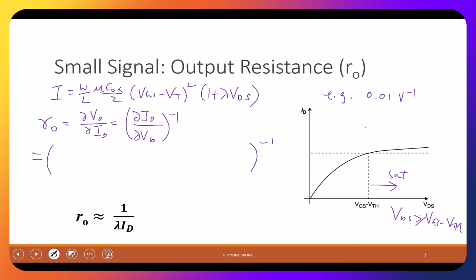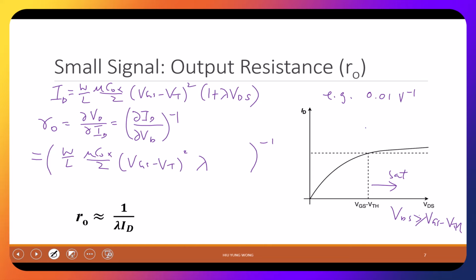So when we differentiate ID with respect to VDS, everything is constant except the last term, right? So this is W over L, mu C ox, VGS minus VT squared. Again, VGS is constant because we're talking about a certain VGS. This is the DC bias I told you earlier. I bias it at 1 volt, then you have this term. I bias it at 2 volt, right? Times what? How do you differentiate this term, 1 plus lambda VDS? What do you get? Just lambda. Yeah, 1 is gone, right?